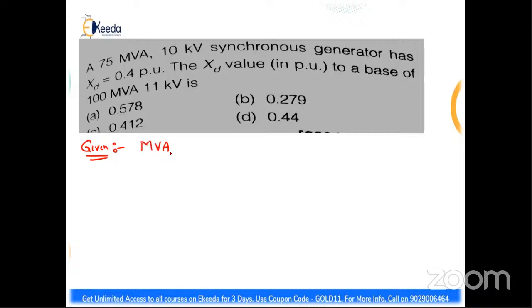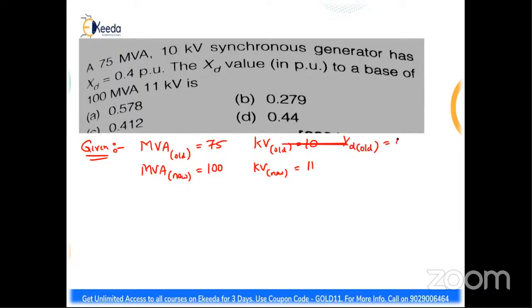So MVA old, that is equal to how much? 75. Next, MVA new, that is equal to how much? 100 MVA, right? Next, kV old is equal to 10 and kV new is equal to 11. So what is the XD old reactance? That is 0.4, right?